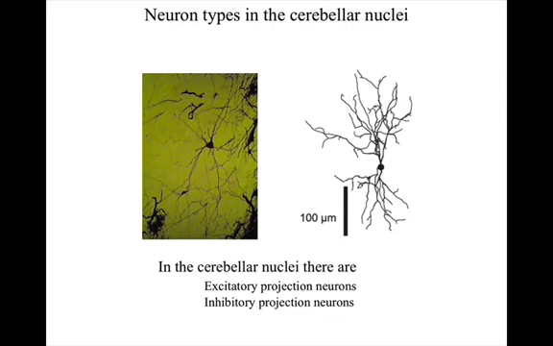An interesting point is that outputs from the cerebellum to other targets, other structures, only come from the cerebellar nuclei. The cerebellar cortex only targets the cerebellar nuclei. And I'll say more about this connectivity in the next section.